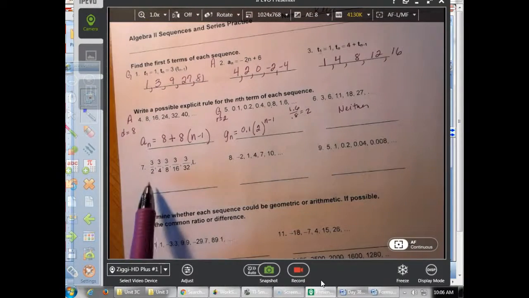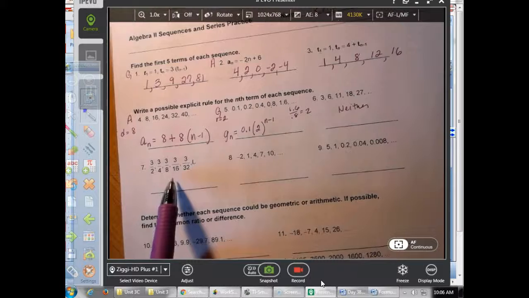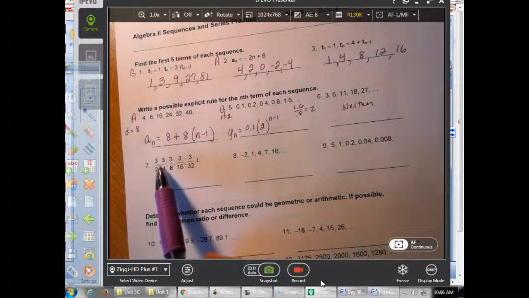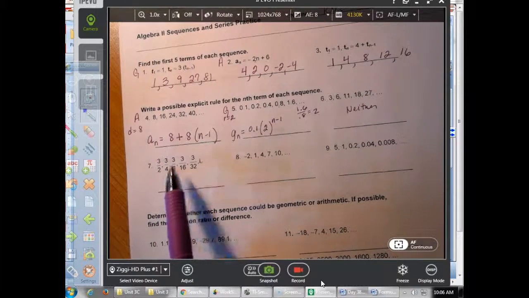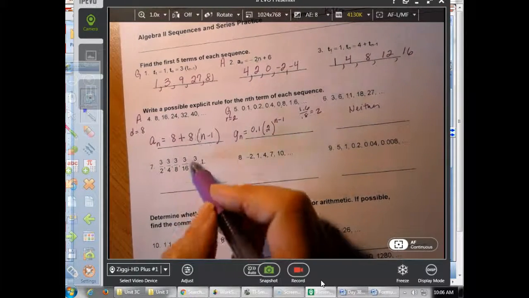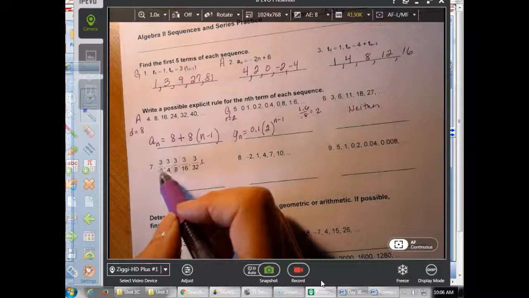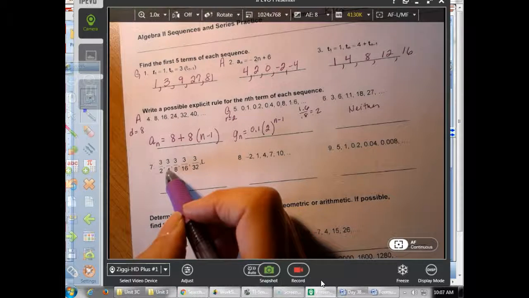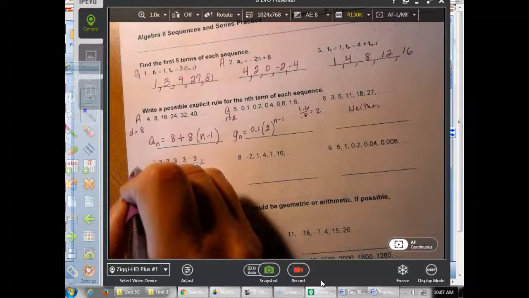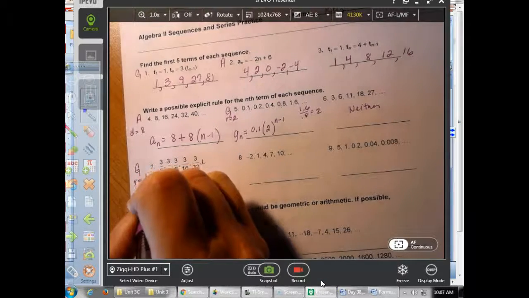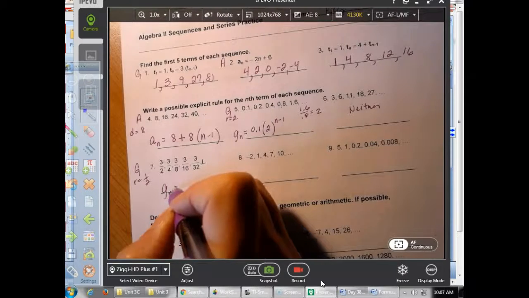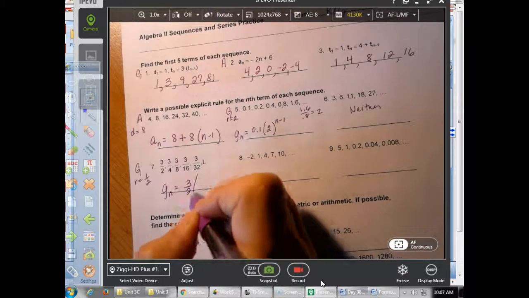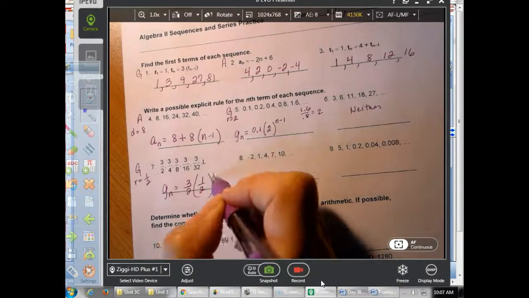All right, the next little series or sequence here is 3/2 and 3/4 and 3/8. It looks like I'm multiplying each time by 1/2. So let's test that out and see. 3/2 times 1/2 will give us 3/4, times 1/2 will give us 3/8, etc. So this is geometric with r of 1/2. So G sub n is going to be 3/2 times my r of 1/2 to the n minus 1.